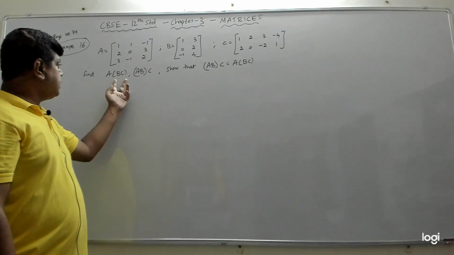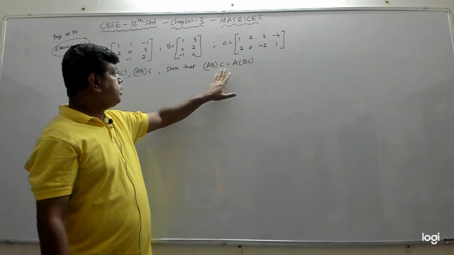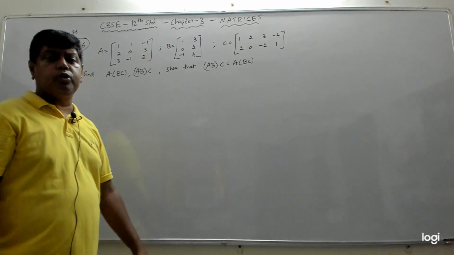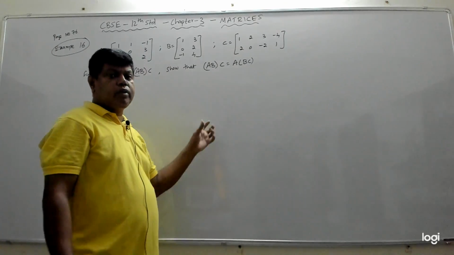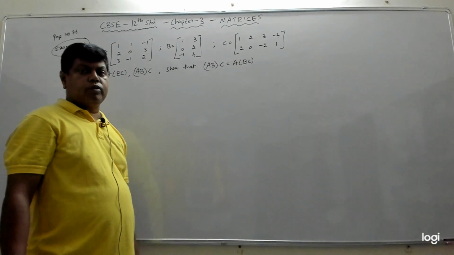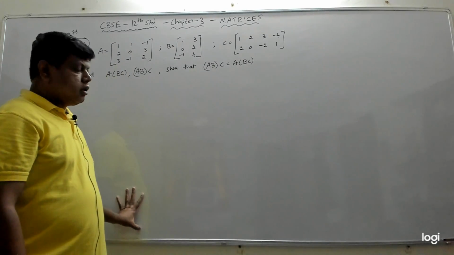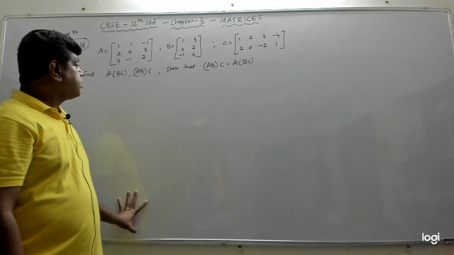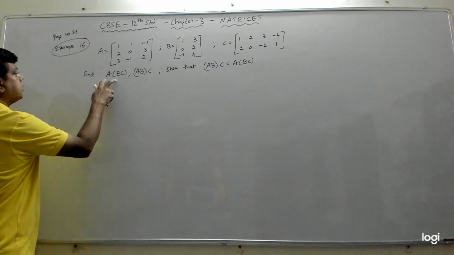A into BC matrix and AB into C matrix, and then we have to show that AB into C is equal to A into BC, which is basically to prove that the associative law is true. This is our associative law. Both will match because matrix multiplication satisfies the associative law. So let's find what this and this are.